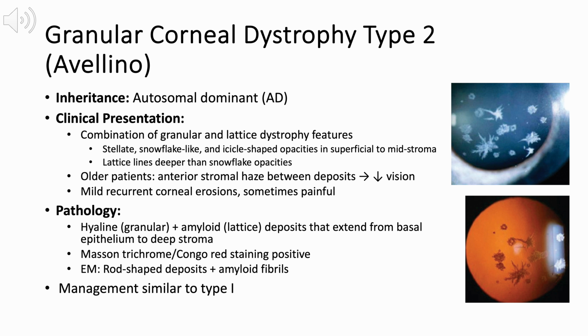On electron microscopy, both rod-shaped deposits and amyloid fibrils can be identified, confirming the hybrid nature of this condition. Management is similar to type 1 in that LK or PKP may be required for advanced cases, although recurrence is possible in grafts. That finishes up the discussion about TGF-beta1 related conditions.